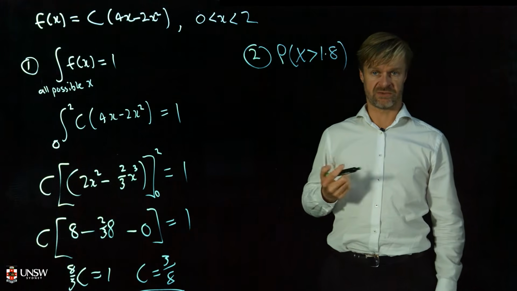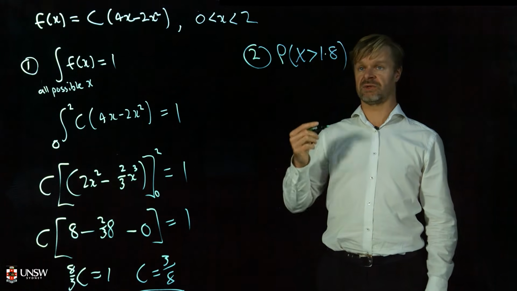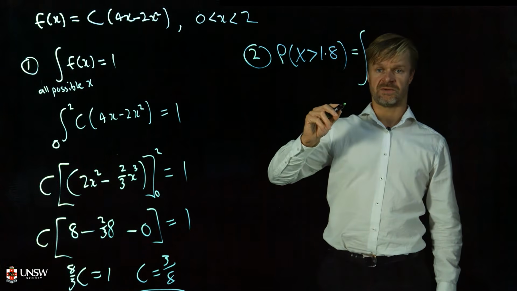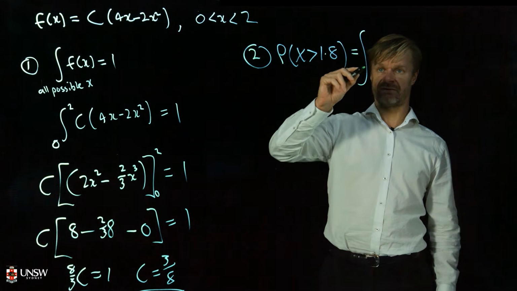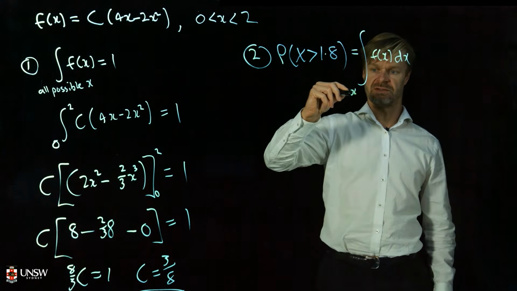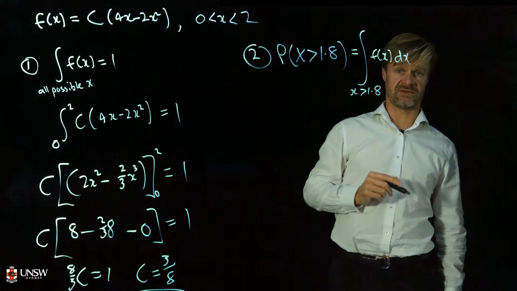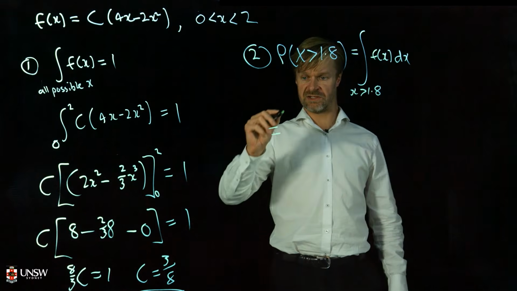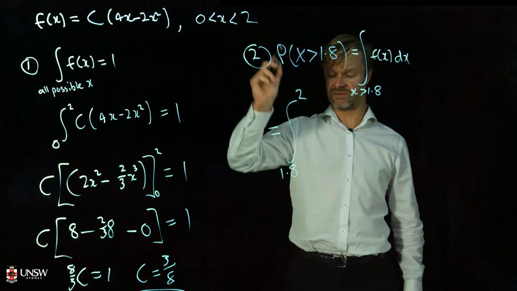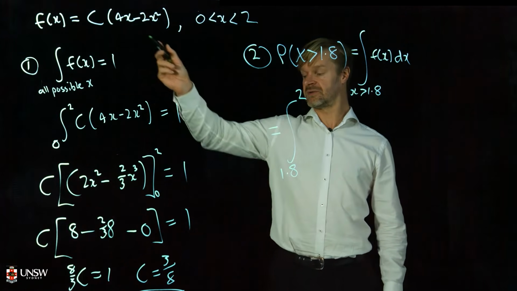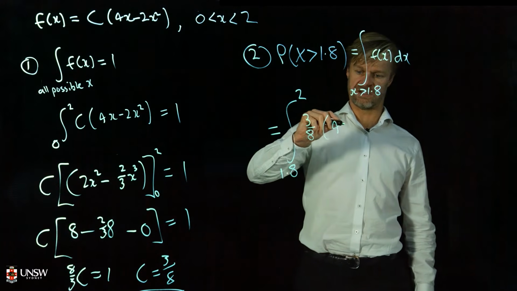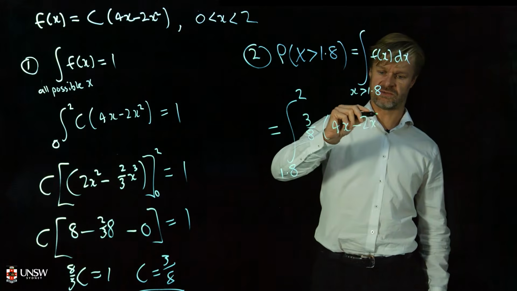All right, now we're asked what's the probability that x is bigger than 1.8. So we integrate over all possible values of f of x that are greater than 1.8. That's how we get our answer. Which in this case means we integrate from 1.8 to 2 because our largest possible value of x is 2. And f of x is equal to 3 on 8 times 4x minus 2x squared.